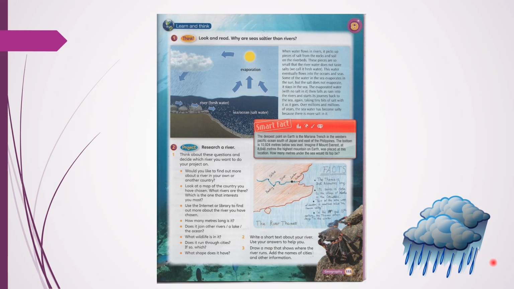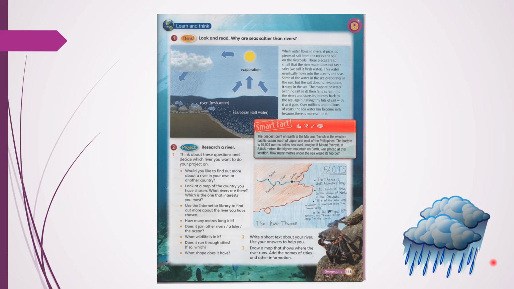Some of the water in the sea evaporates in the sun, but the salt does not evaporate. It stays in the sea. The evaporated water, with no salt in it, then falls as rain into the rivers and starts its journey back to the sea, again taking tiny bits of salt with it as it goes. Over millions and millions of years, the seawater has become salty because there is more salt in it.